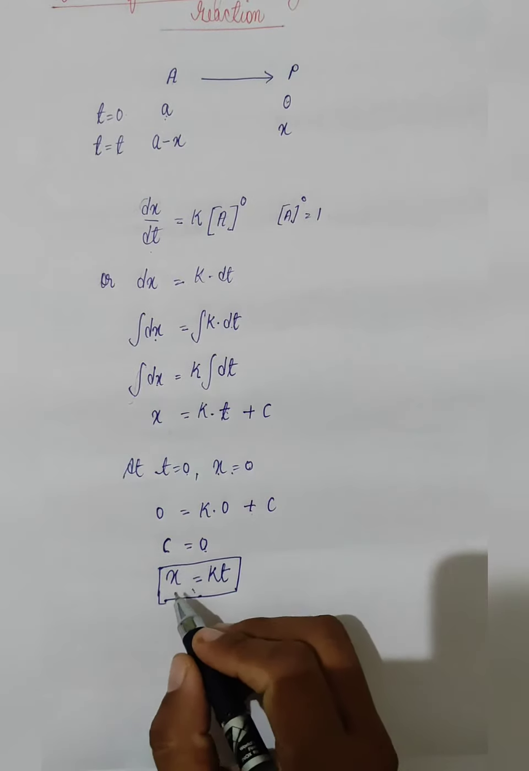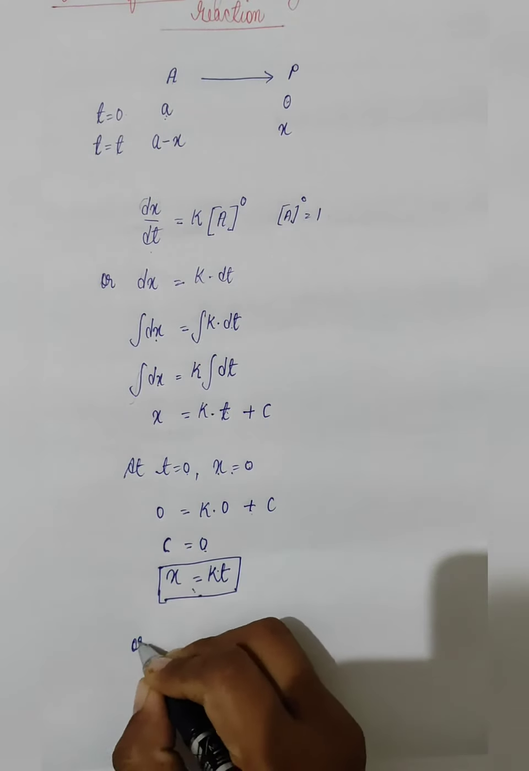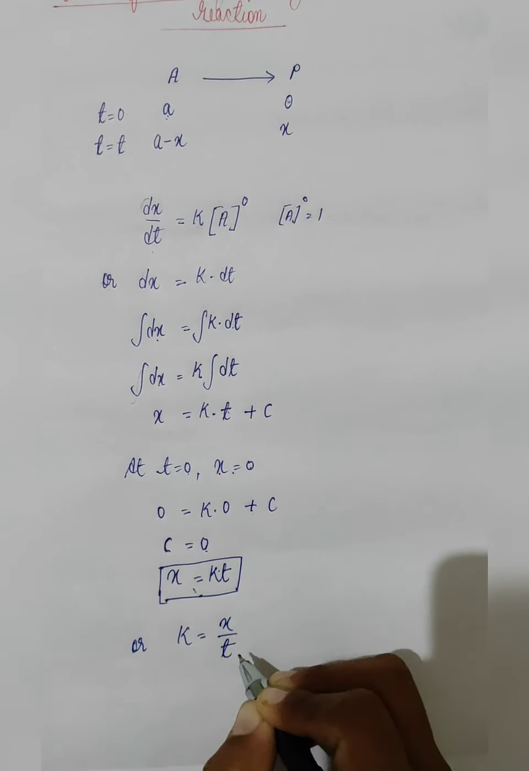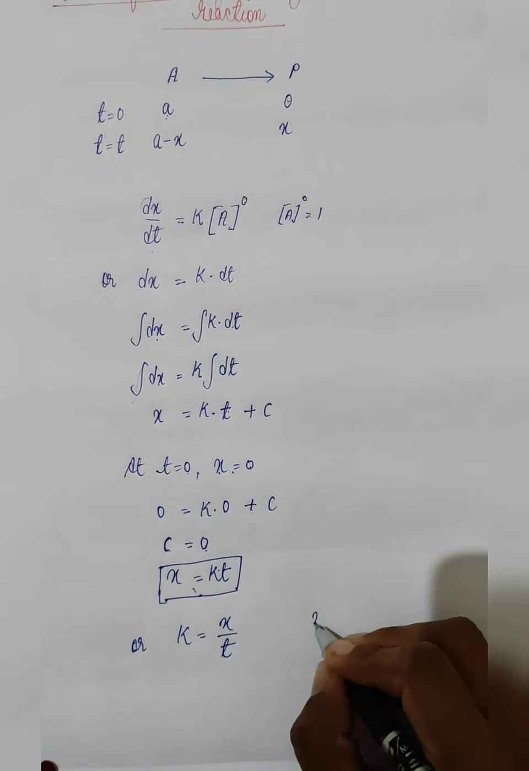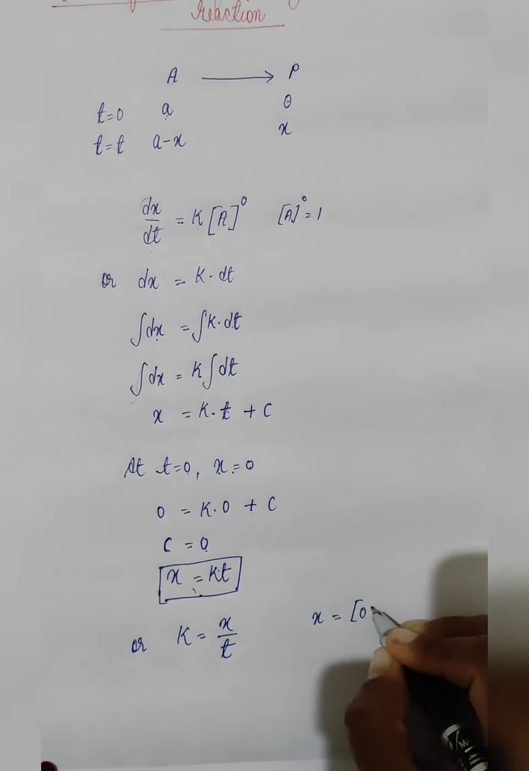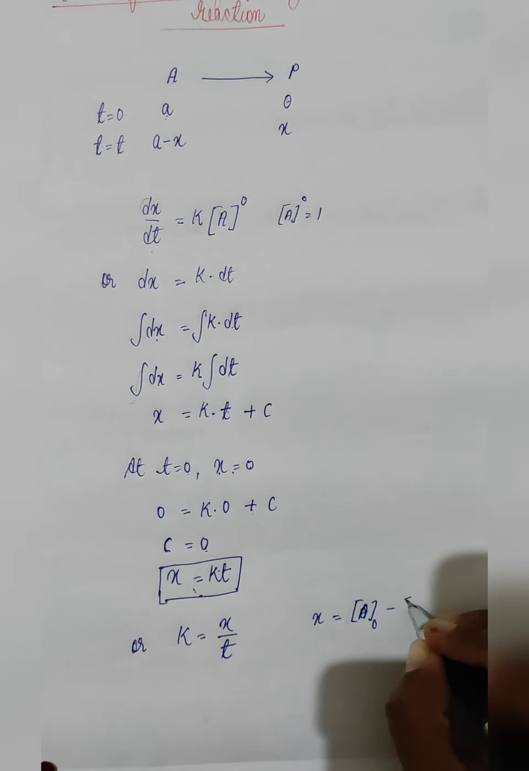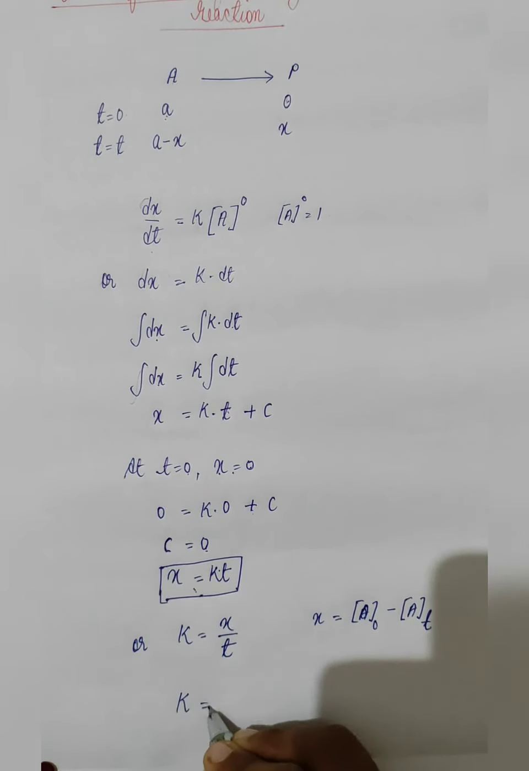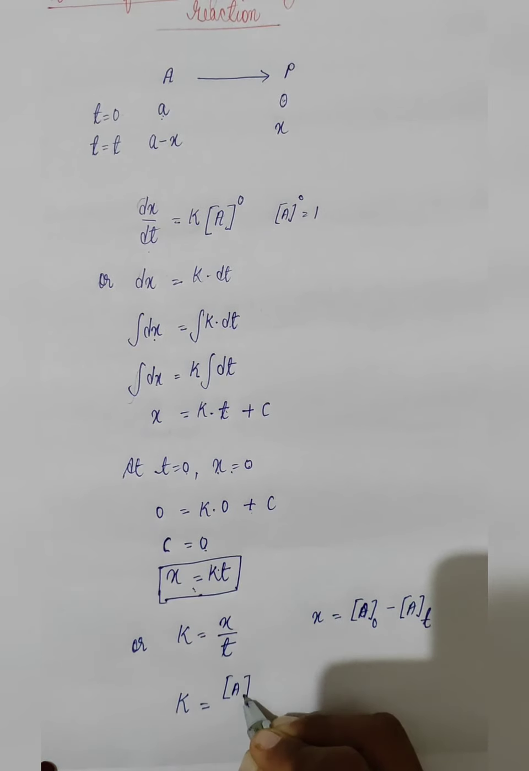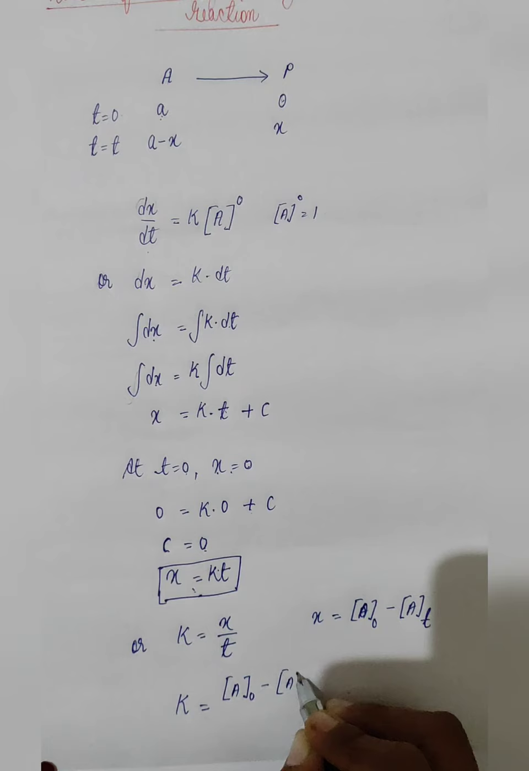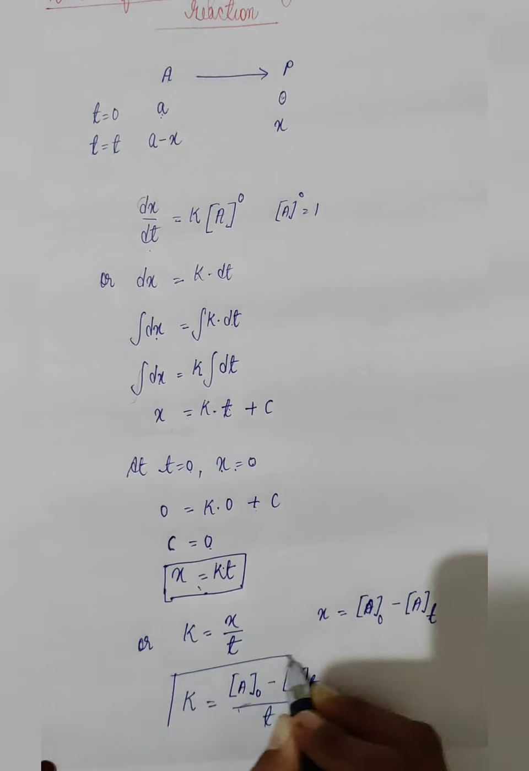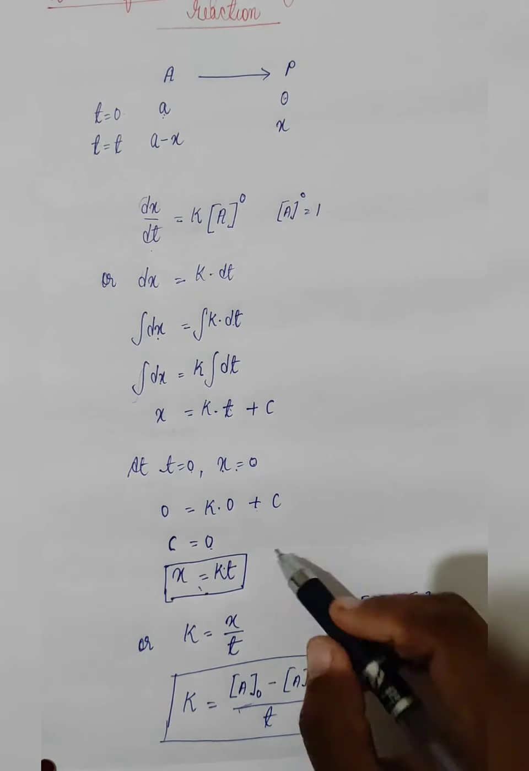Also for a zero order reaction we got this. So this can also be written as k is equal to x by t. Now this x is equal to initial concentration minus final concentration of the reactant. So in place of x we can write k is equal to initial concentration of the reactant minus final concentration of the reactant, divided by time. You have to remember this equation as well as this.